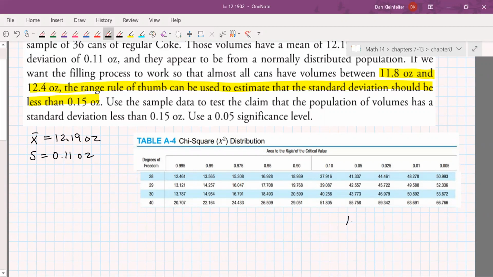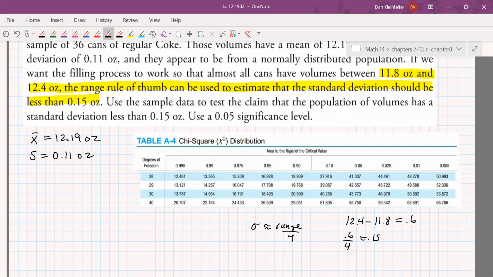The 12.4 ounces minus 11.8 ounces, that's 0.6. So that's the range, right? And the range divided by 4 is 0.15. Back earlier in the course, we'd seen how the range rule of thumb is that the standard deviation is approximately the range divided by 4. So that's what is being used here. Rather than actually calculating that sample standard deviation, they're just saying, okay, well, it should be between 11.8 and 12.4. And so based on that, we can make the decision that the standard deviation should be less than 0.15 ounces.